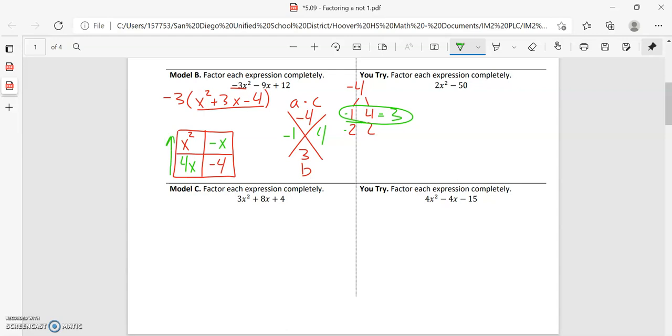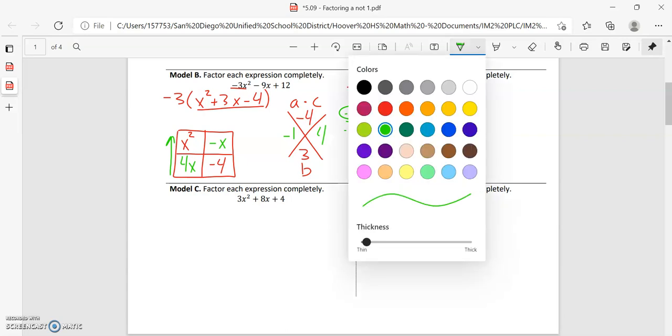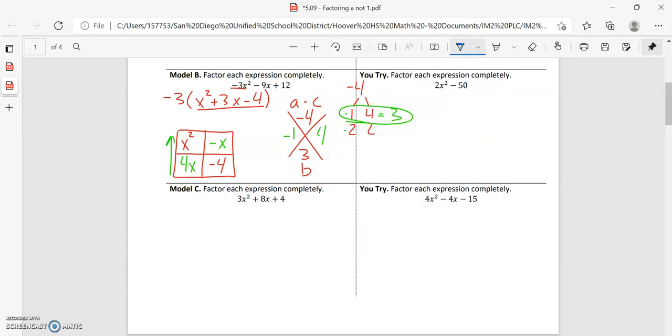What can we pull out of x squared and 4x? I can pull out an x. And then once we're here, we're going to work our way around the problem. X times what is x squared? Just x. X times what is -x? It's -1. And -1 times what equals -4? +4. So our factors are x minus 1 and x plus 4. And I forgot one thing, this -3.